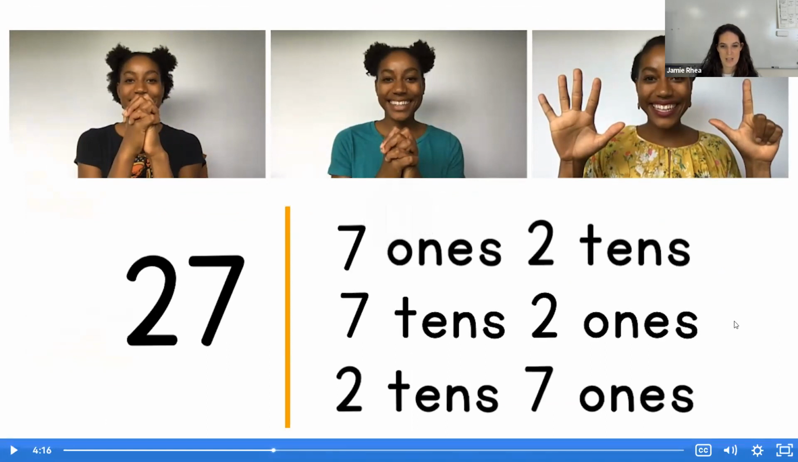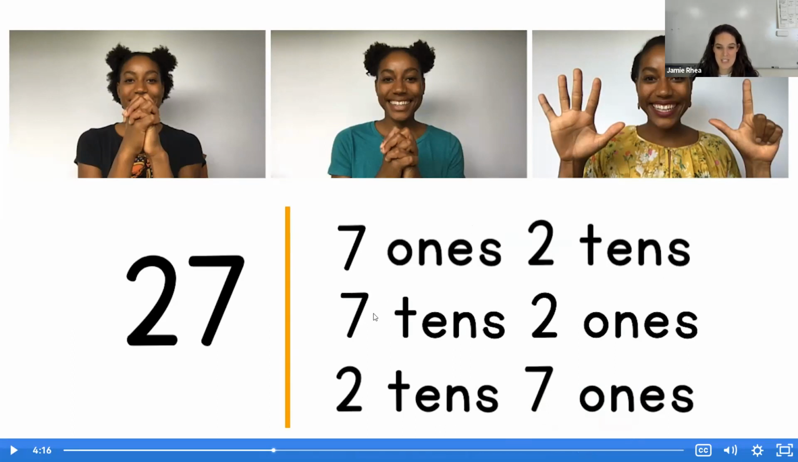Okay, so I'm gonna pause it for a second. So let's look at our picture. How many tens and how many ones are in 27? So I see 1 ten, 2 tens right here, and then I see 7 ones. So let's look for ones that say 2 tens and 7 ones. 7 ones, 2 tens. Does it matter that it's backwards? It still tells me I have 2 tens and 7 ones.